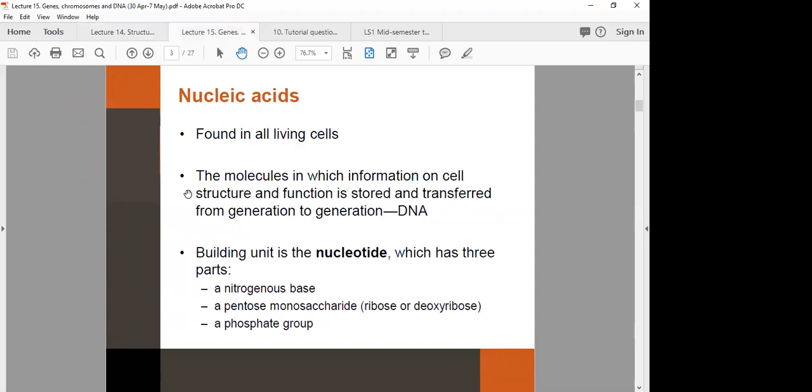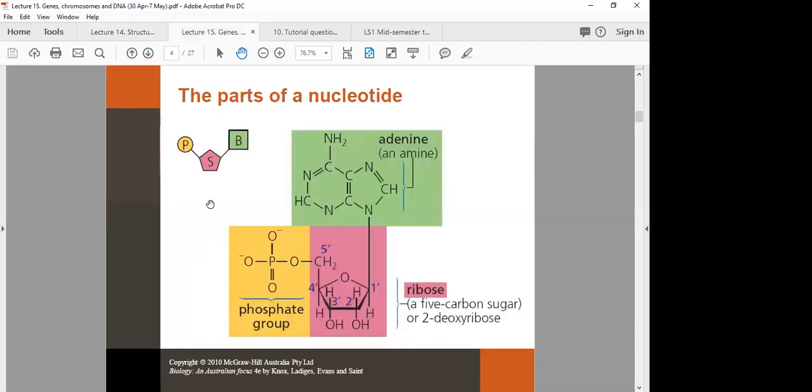There are very tiny bits of DNA found in certain organelles, such as mitochondria, in all cells, and in plant cells, the organelles called chloroplasts also contain tiny bits of DNA. The building block of DNA, as you know, is the nucleotide, which has three parts: a nitrogenous base, a monosaccharide, which is either ribose or deoxyribose, and a phosphate group. So let's recap the structure of a nucleotide. Once again, base, sugar, and phosphate.